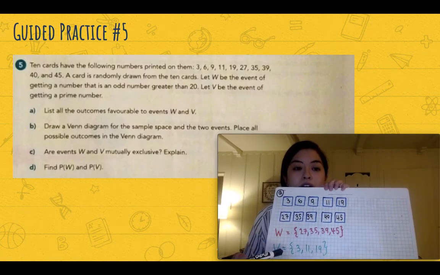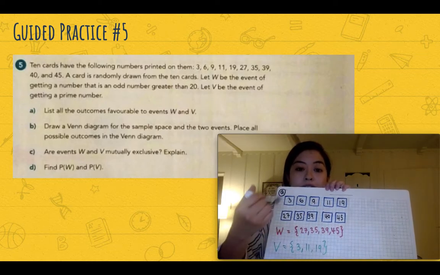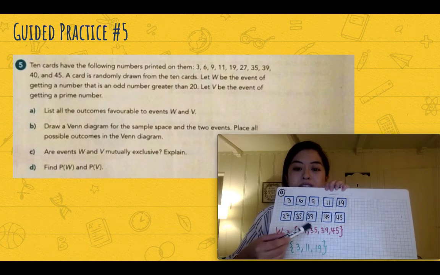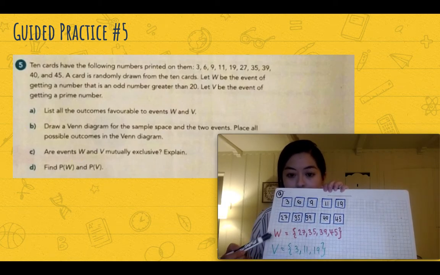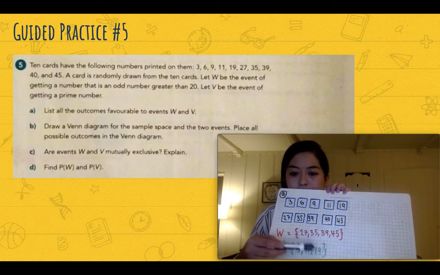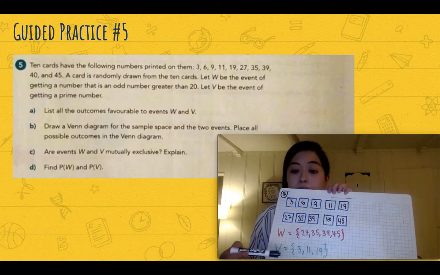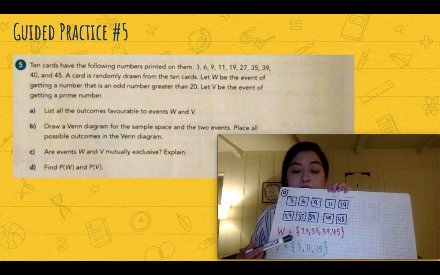Now let's look at B. B says to draw a Venn diagram for the sample space and the two events. Okay, is there any overlap between event W and event V? Let's see. There's no 3, there's no 11, there's no 19. Nope, there's no overlap. And so these are mutually exclusive events.